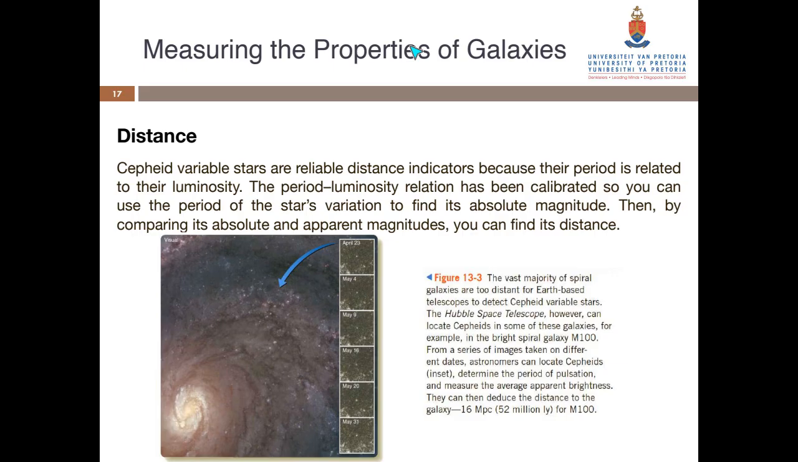And that is what we talked about yesterday. Cepheid variable stars are reliable distance indicators because their period is related to their luminosity. The period-luminosity relation has been calibrated, so you can use the period of a star's variation to find its absolute magnitude. Then by comparing its absolute and apparent magnitudes, you can find its distance.